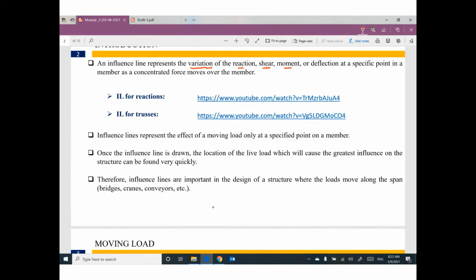From reaction, we can calculate moment. If you have variable reaction, you will have variable shear and variable moment. Everything is variable because the load is moving. And also variable deflection, but we didn't cover this until this moment. At a specific point in a member, as a concentrated force moves over the member. Anyway, influence lines represent the effect of moving load only at a specified point.